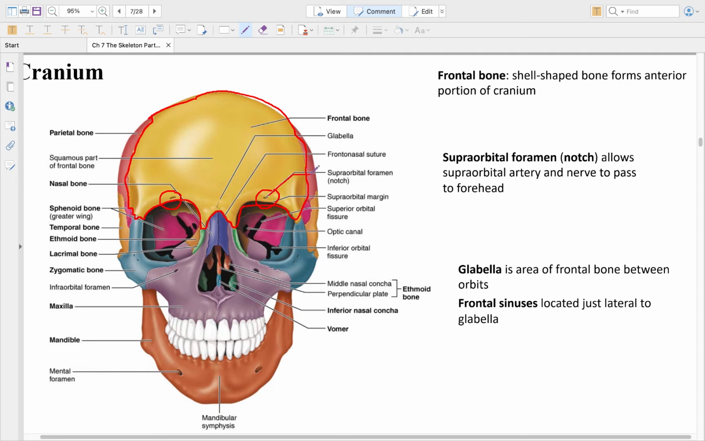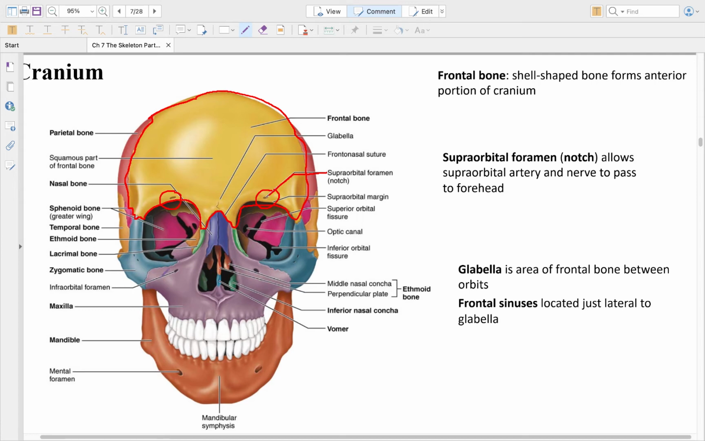Supraorbital Foramen. Okay, a supraorbital foramen. Supra meaning above. Orbital meaning the eye orbital. This whole thing's an orbital. And foramen indicating that it's a hole. This supraorbital foramen allows arteries and nerves to pass to the forehead.